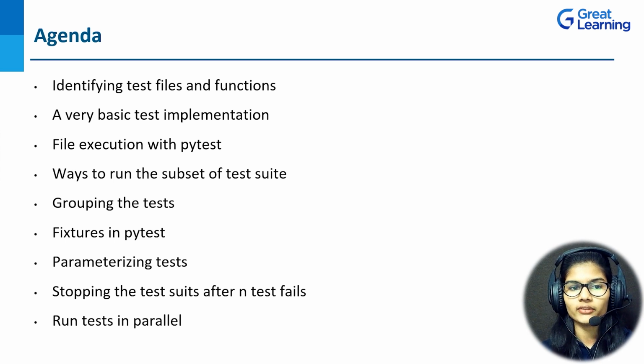Okay, we'll be moving forward with the ways to run a subset of the test suite. So we'll be checking the subsets of the test suites as well, and how we can run them. Then we'll be checking the grouping of tests, fixtures in PyTest, parameterizing tests, stopping the test suite after a test fails, and running tests in parallel.